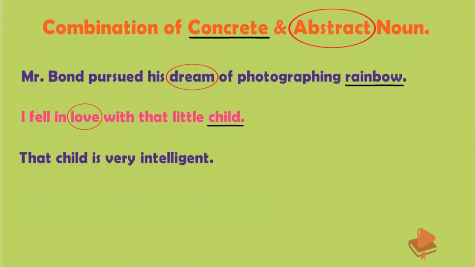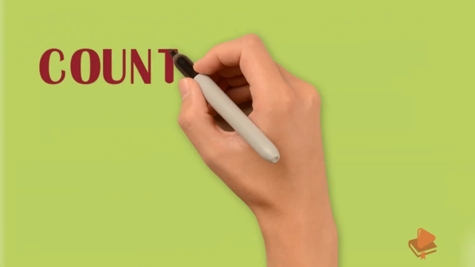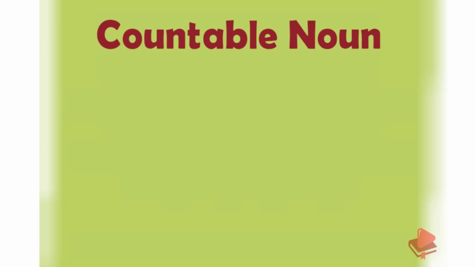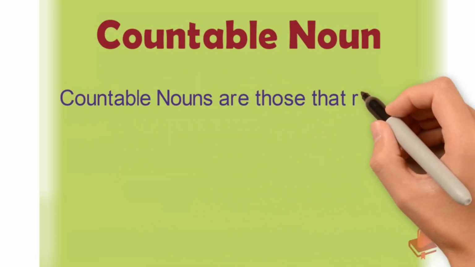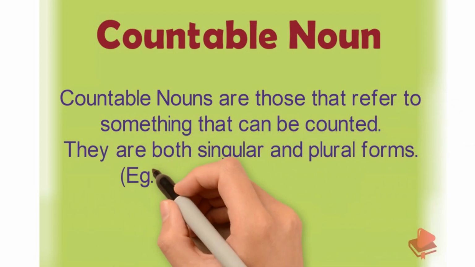The child is very intelligent. Intelligent here is abstract noun and child is a concrete noun. I have full trust on my child's nanny. Trust is an abstract noun and nanny, since you can see her, is a concrete noun. Let us now move on and talk about the most important area related to noun, and that is countable and uncountable noun. So let us see what is countable noun. Countable nouns are those that refer to something that can be counted. They have both singular and plural forms.